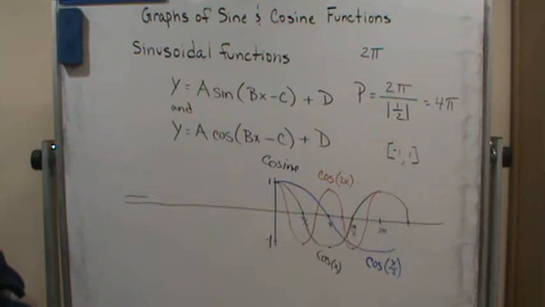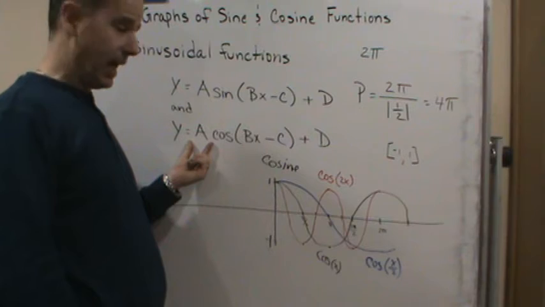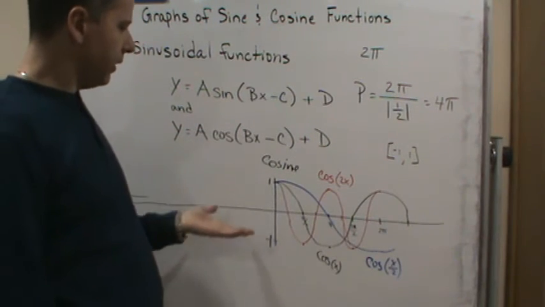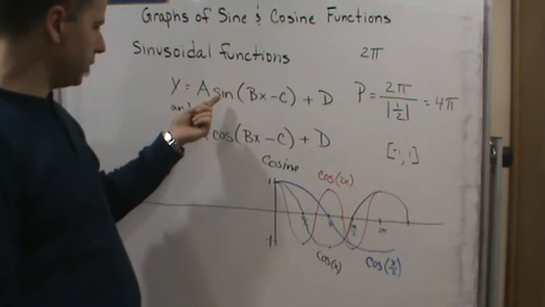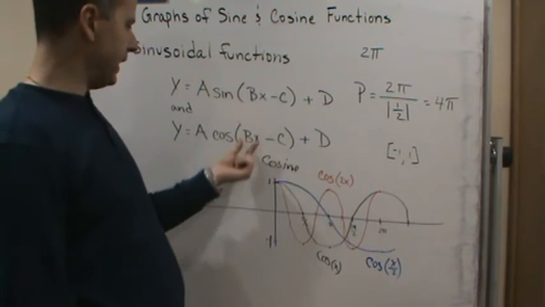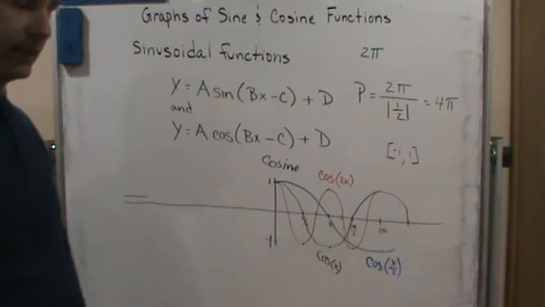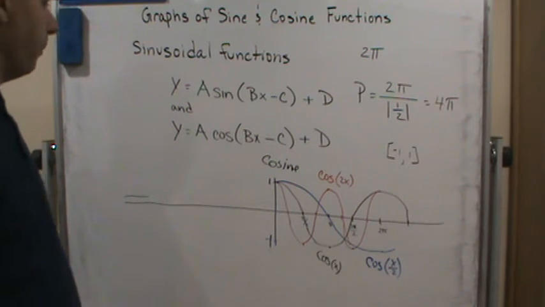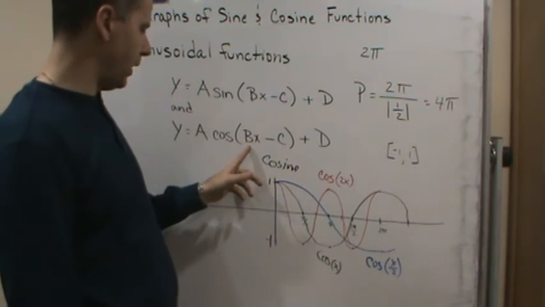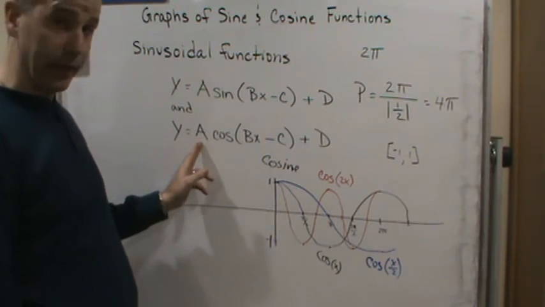And so now what affects the amplitude? Well, A does, right? A is the amplitude. So if A is 1, then we just have a regular cosine function or a sine function. In fact, if A is 1 and B is 1 and C and D are 0, then we have a regular cosine x and sine x.